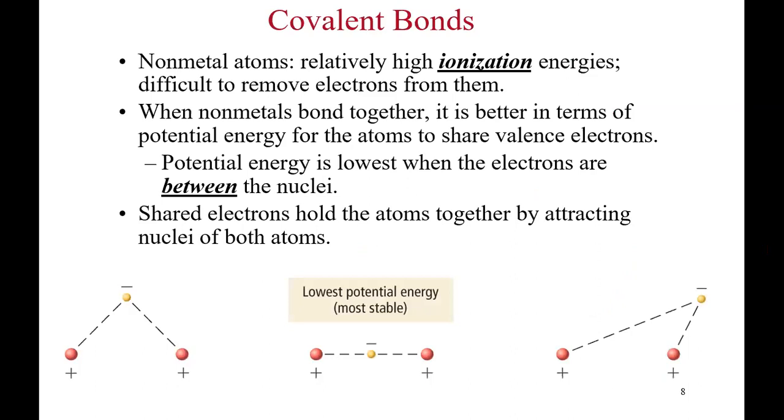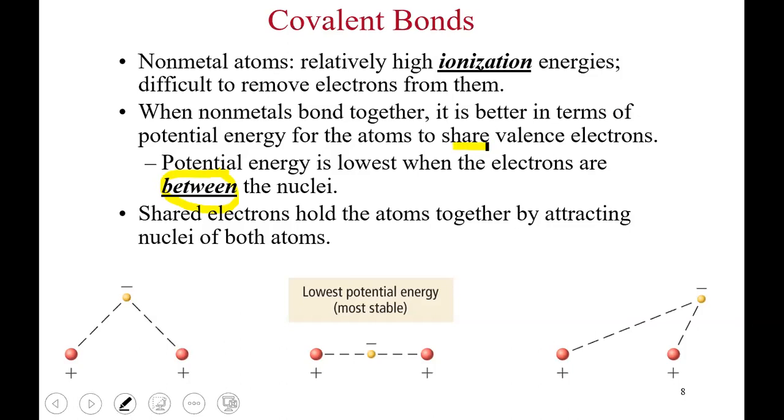Because of this high ionization energy, it's difficult to remove electrons from nonmetal atoms. So in terms of potential energy benefit, what is better for them is for the atoms to share valence electrons, all right? And that's essentially what's going to happen here. Potential energy is going to be at its lowest when the electrons are between the nuclei. In other words, they're going to be shared.